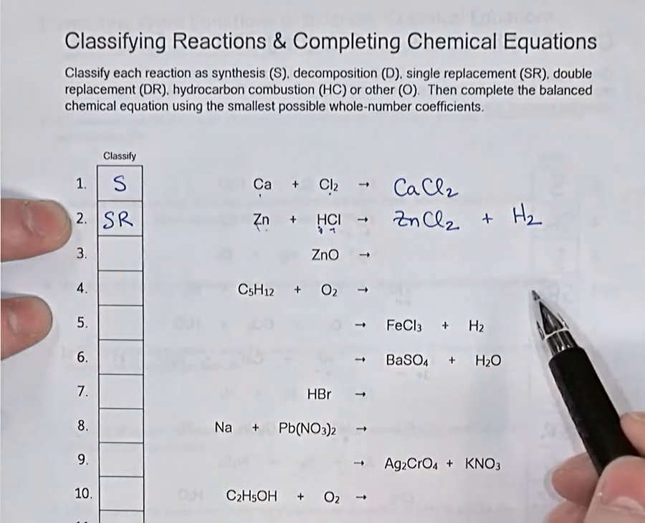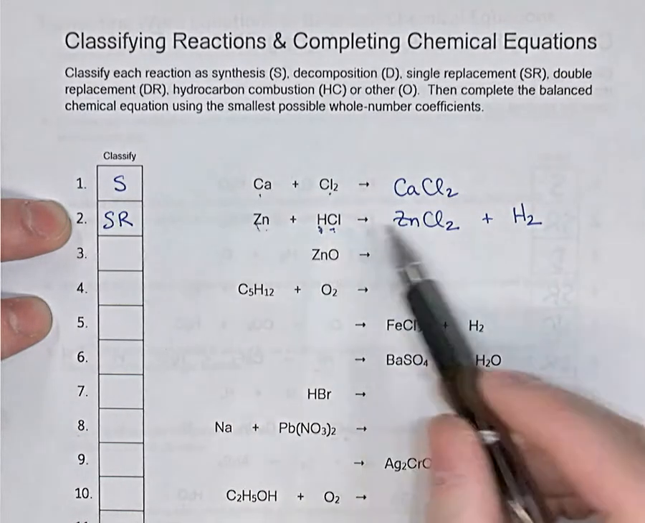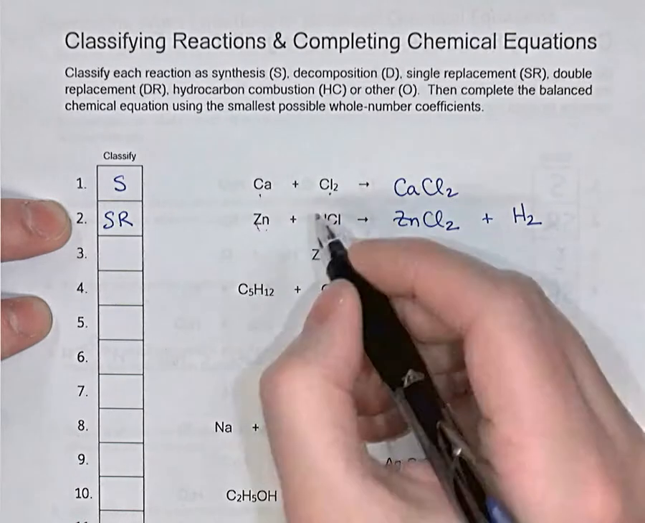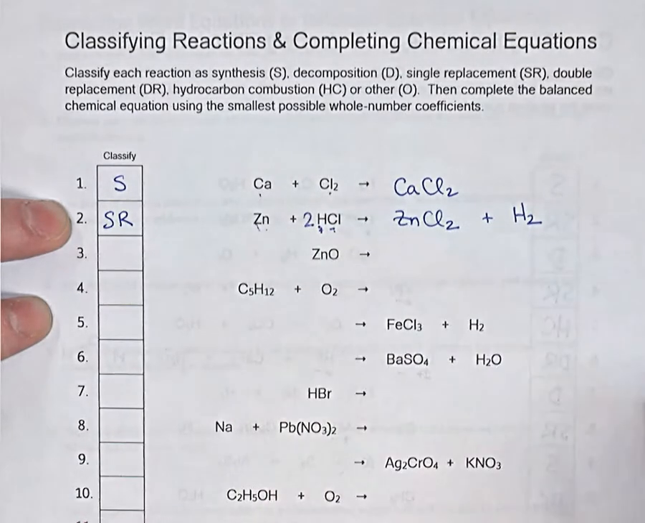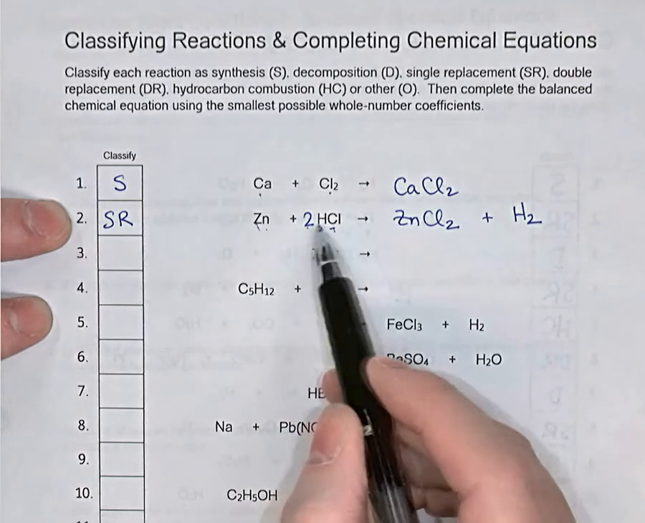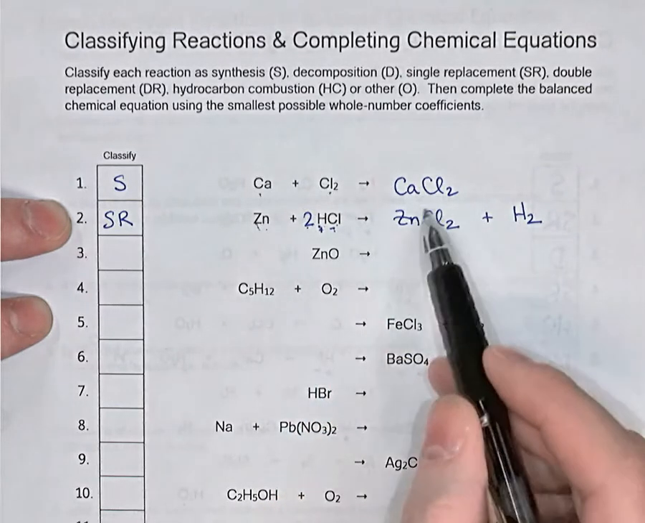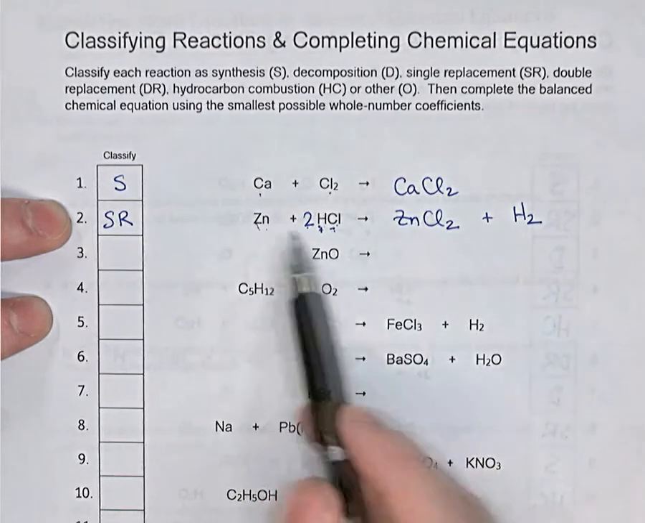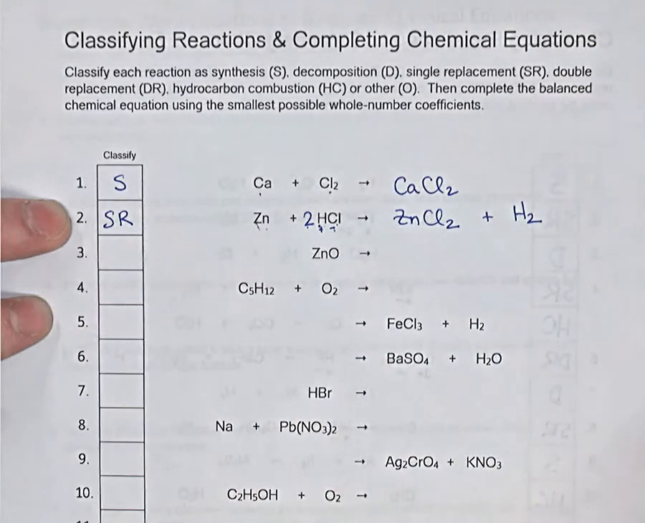Now this reaction is not balanced. You had only 1 H there and you've got 2 here. So to balance it, we'll put a 2 here. And notice that that 2 gives me 2 H's, but it also gives me 2 chlorines, which I needed because there's 2 chlorines here, and we had 1 zinc, so we have a balanced equation.